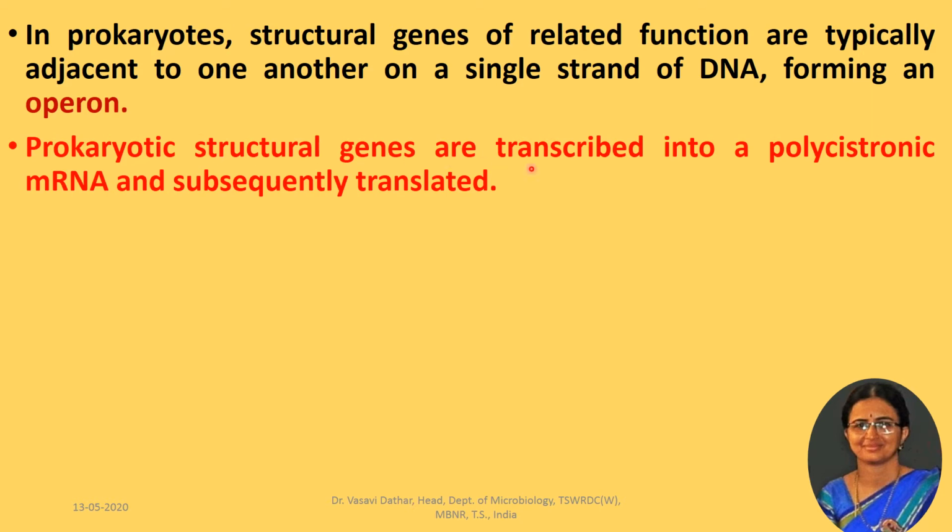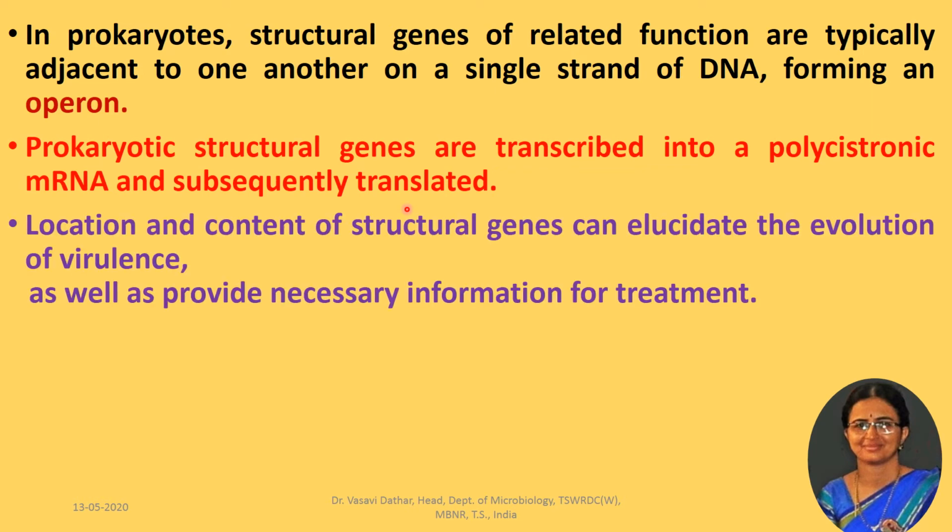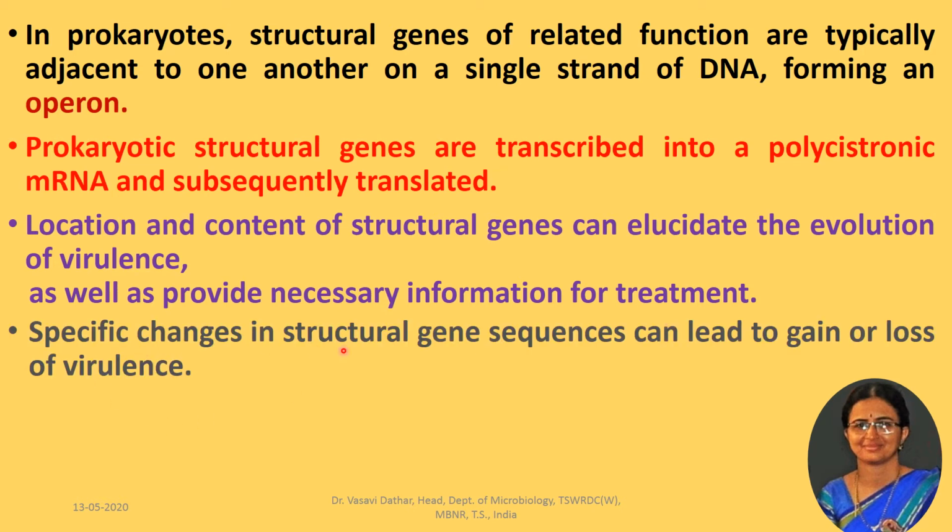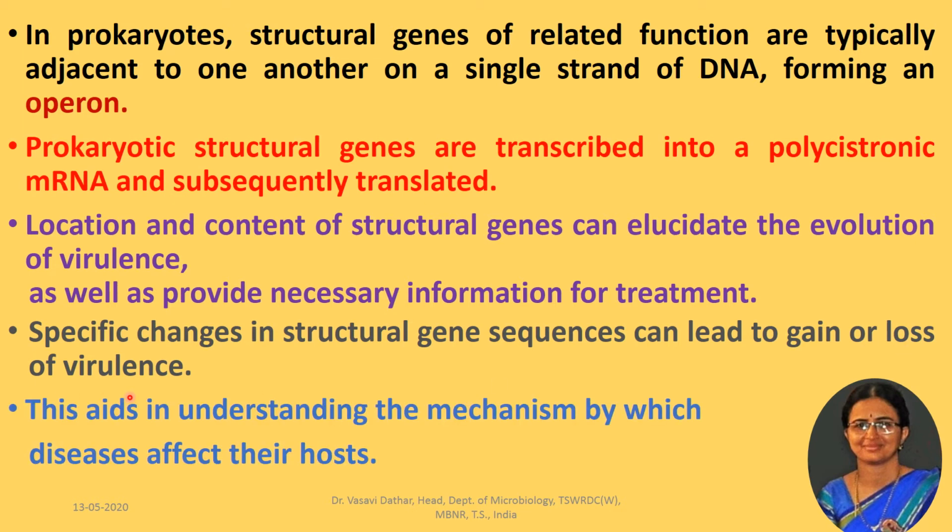Prokaryotic structural genes are transcribed into a polycistronic mRNA, which is subsequently translated. The location and content of structural genes can explain the evolution of virulence and also provide the necessary information for treatment. Specific changes in the structural gene sequences can lead to gain or loss of virulence of an organism. This aids in understanding the mechanism by which diseases affect their hosts.